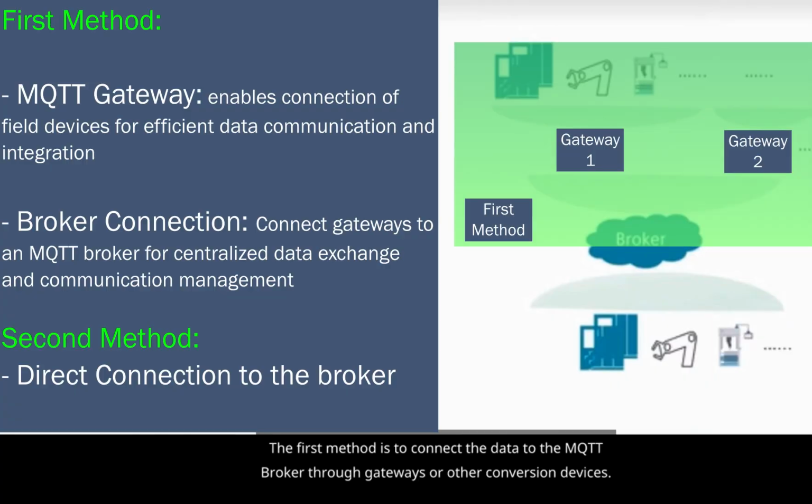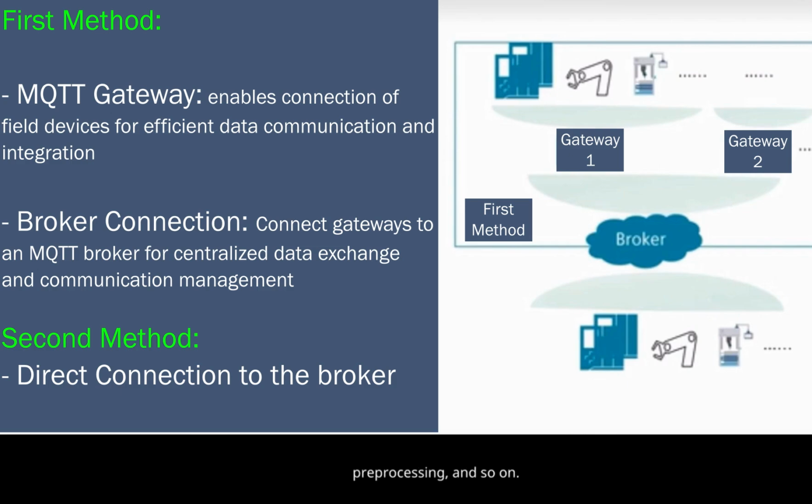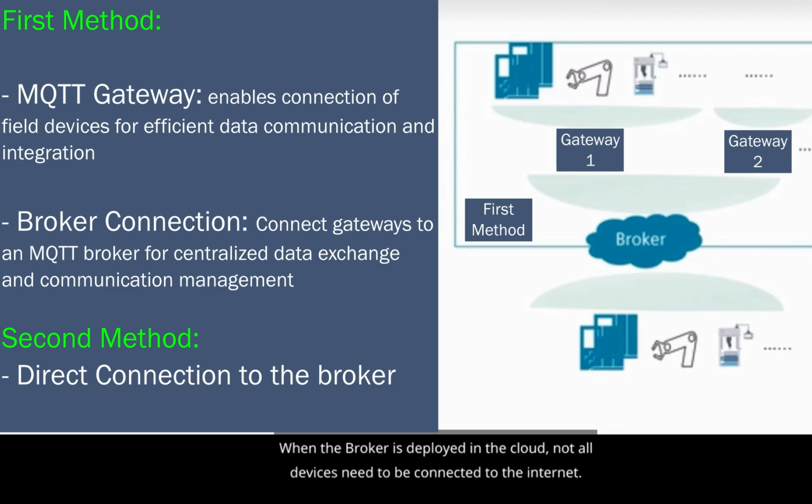The first method is to connect the data to the MQTT broker through gateways or other conversion devices. This method can aggregate various types of new and old devices on site without requiring each device to support MQTT or modifying the programs of the on-site measuring devices. Adding gateway devices also increases edge computing power, making it easier for data reconstruction, pre-processing, and so on. When the broker is deployed in the cloud, not all devices need to be connected to the internet.